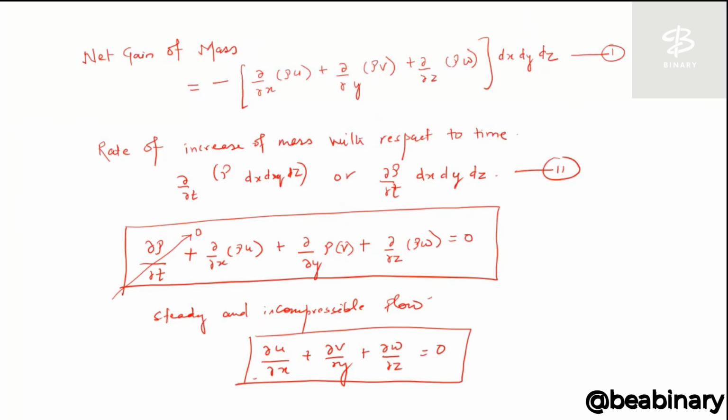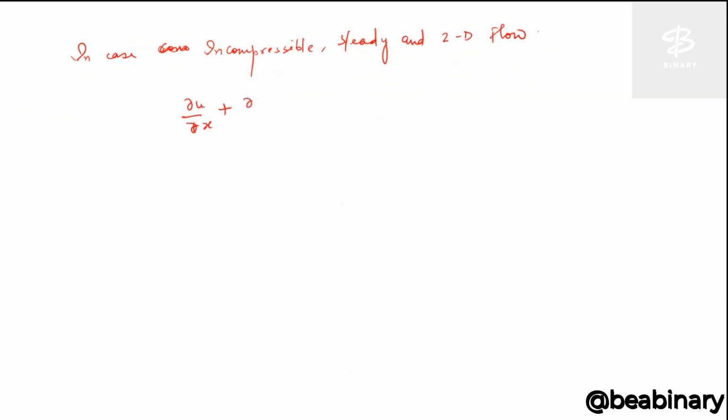In case of incompressible, steady, two-dimensional flow, my equation will be del u by del x plus del v by del y is equal to 0.